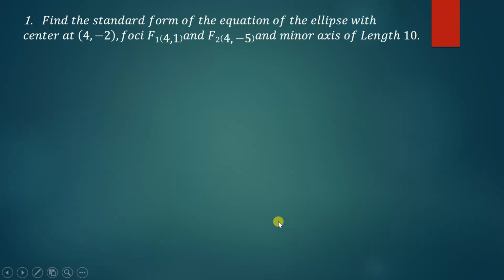Alright, so let's quickly begin with question 1. So question 1 says: find the standard form of the equation of the ellipse with center at (4, -2), the foci F1, which is (4, 1), and F2, which is (4, -5), and the minor axis length has been given to be 10. So this is a very simple question which I believe will not take long to solve.